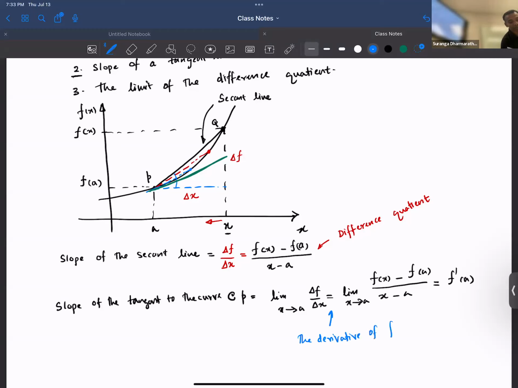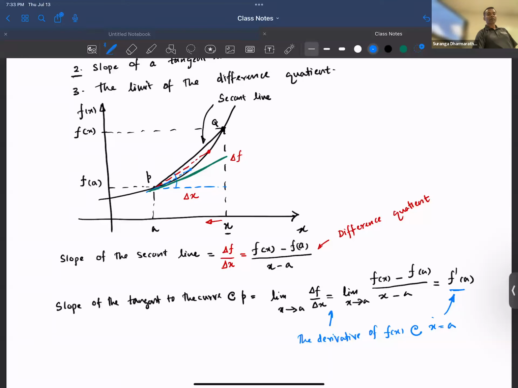The derivative of function f of x, the derivative of f of x at x equal a. This is denoted by f prime. f prime is the notation for the derivative at a. This is called the derivative at x equal a. Isn't that easy? That's easy, right? Does that make sense to you?